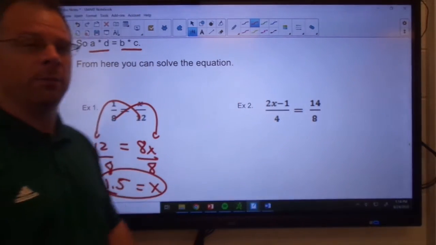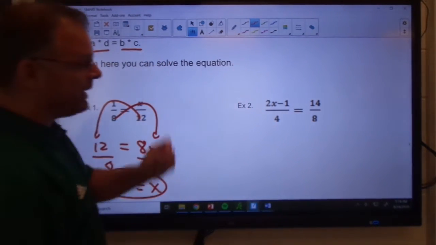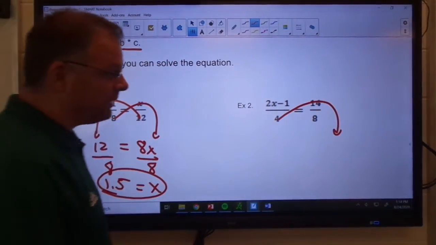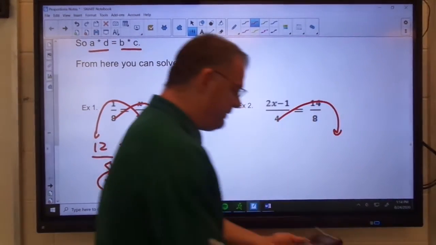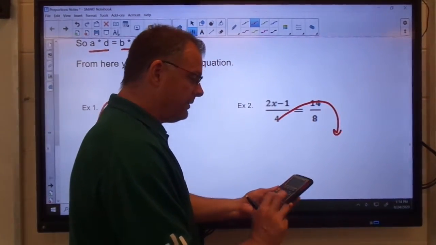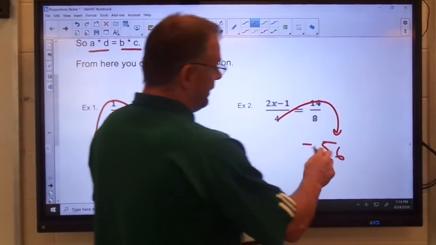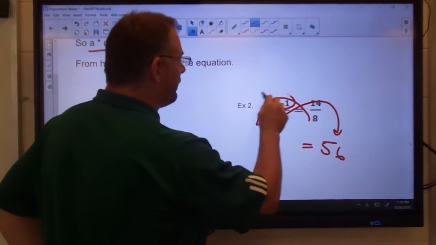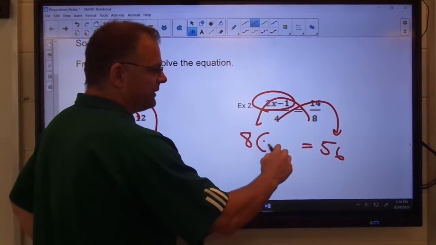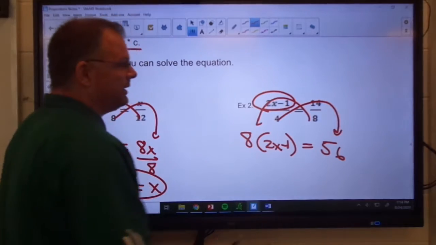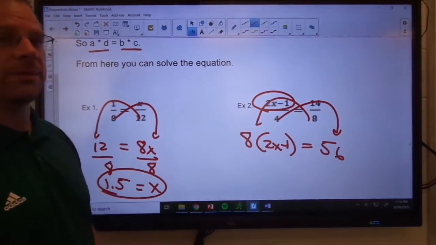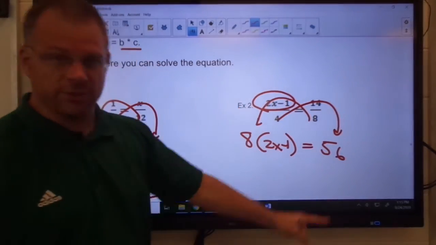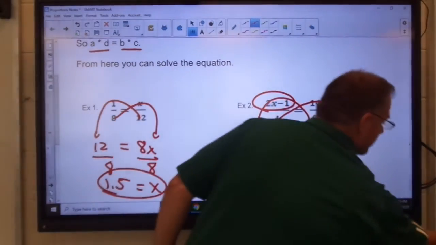It's a little more complicated than what we would normally do in middle school. So again, these two corners multiply. 4 times 14. That is 56, I believe. And then these two corners, and what you have to be careful of here, always, when there's more than one term, we got to use parentheses. 2x minus 1. So it's taking 8 times (2x minus 1), and those two things multiplied are equal to these two things multiplied. That's the way it always works.